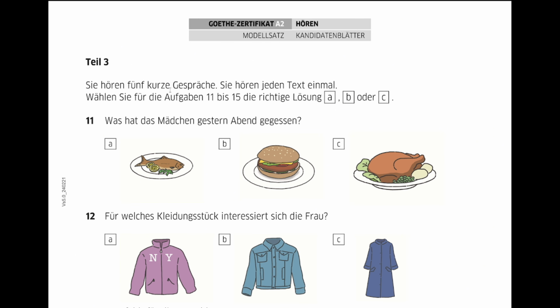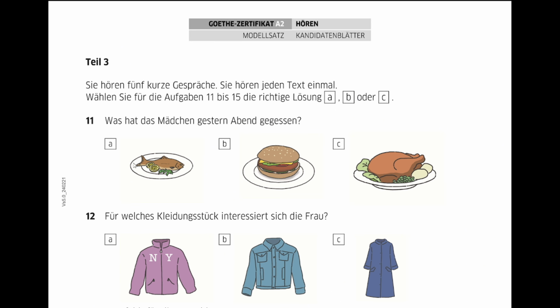Sie hören 5 kurze Gespräche. So you will hear 5 different discussions and you will only hear it einmal, so only once. And this will be for the questions 11 till 15. So you see that in question number 11, they have asked, was hat das Mädchen gestern Abend gegessen? What did the girl eat yesterday evening?